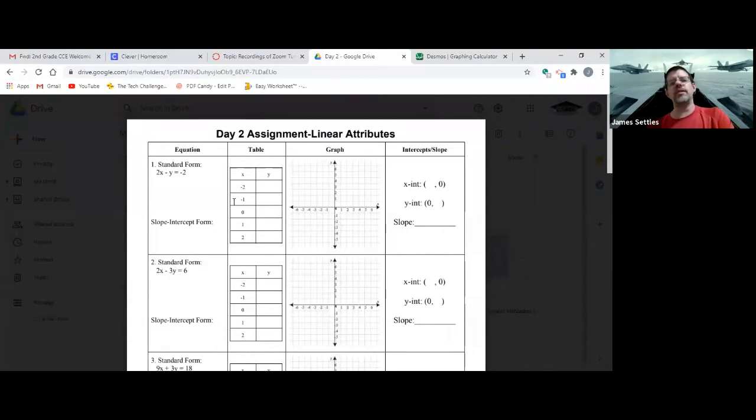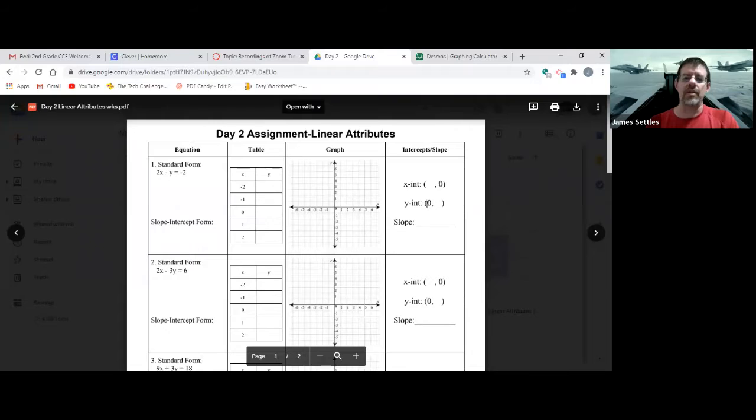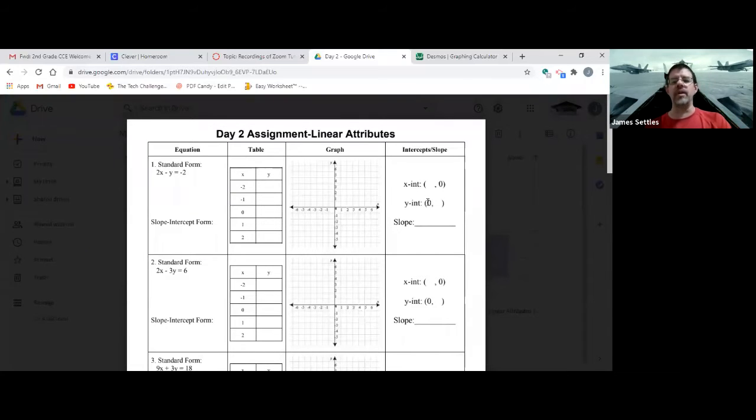Okay, so on today's assignment, we're going to be focusing in on the attributes that we had been talking about yesterday, but today only on linear attributes. And we're really not going to talk about slope. We've got a whole unit to talk about slope. I'm really focused in just on these key points. We're really going to be talking about the X and Y intercept today. We're also going to be practicing using the Desmos calculator on some stuff today.